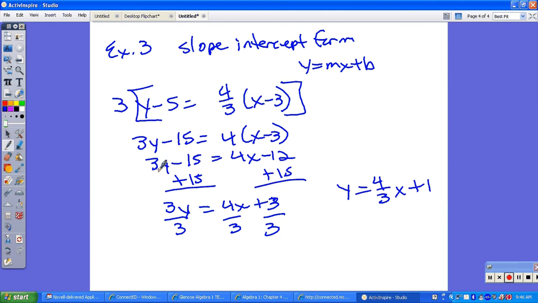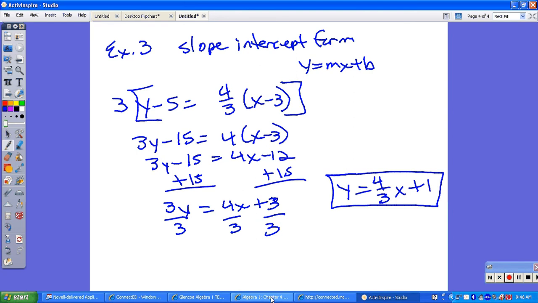So I got rid of my fraction, distributed, and the reason for getting rid of the fraction is because if you don't like fractions, it's going to be just a lot more work. So I got rid of my fraction, and then I got y by itself basically. So then this is my final answer.